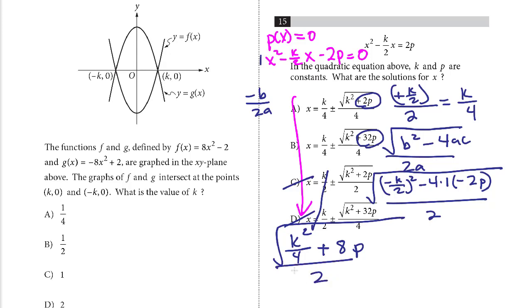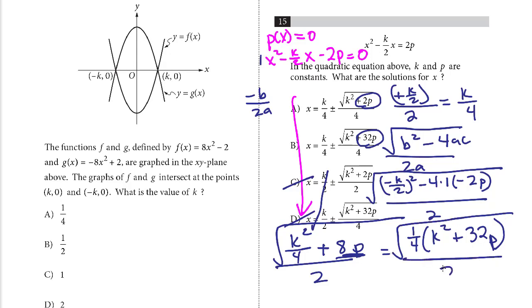So what I might want to do here is try to factor out a 1/4. So I could make this equivalent to 1/4 times my k squared. That would give me 1/4 k squared upon multiplication. And then factoring 1/4 out of 8p would leave me 32p. 1/4 times 32p gives me that 8p value. And that's now under the radical, and it's over 2.